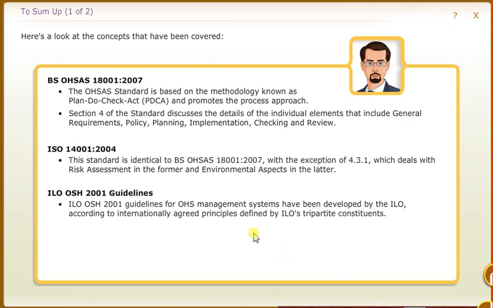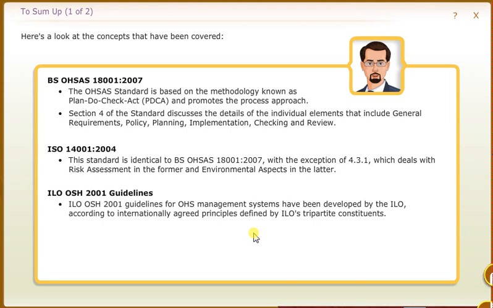Here's a look at the concepts that have been covered. British Standard OHSAS 18001-2007. The OHSAS standard is based on the methodology known as Plan, Do, Check, Act, or PDCA, and promotes the process approach. Section 4 of the standard discusses the details of the individual elements that include general requirements, policy, planning, implementation, checking, and review.